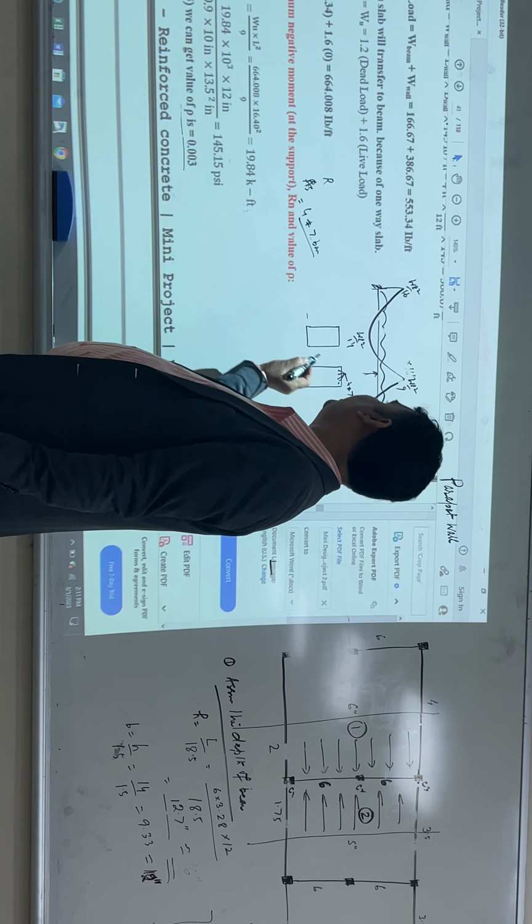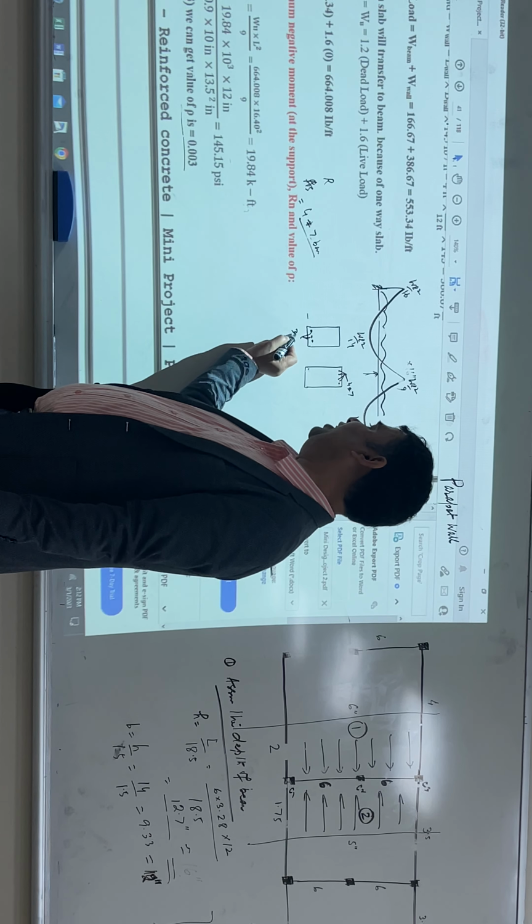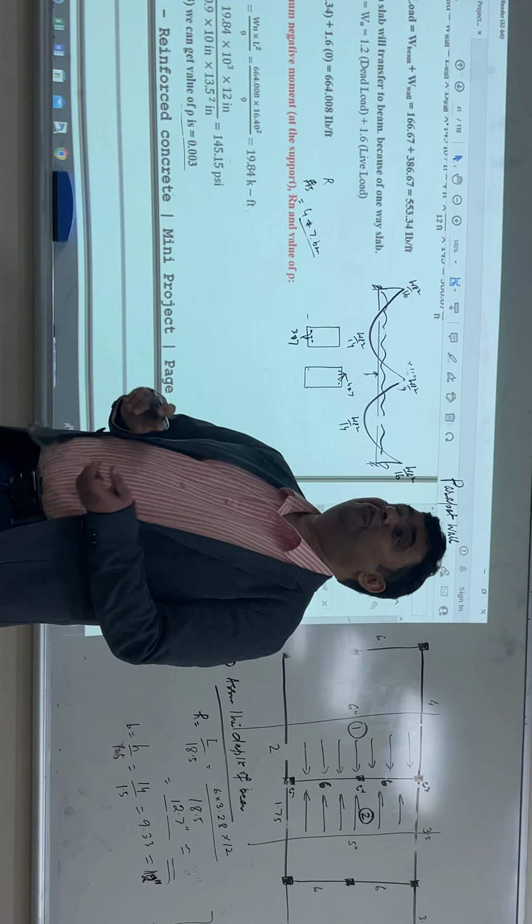Will the moment be more or less? Moment will be less, so the area of reinforcement will be less. Maybe here it is coming 3, 3 number 7.